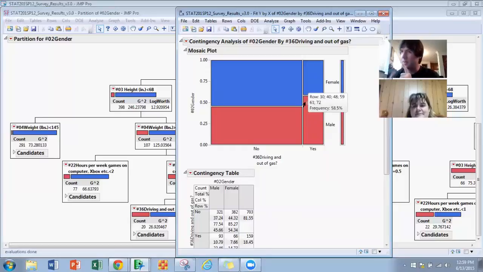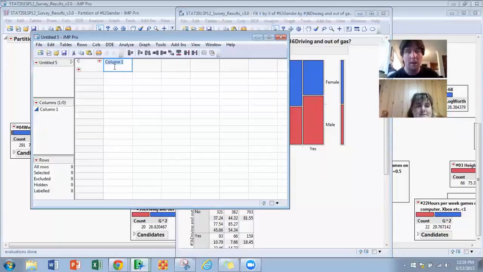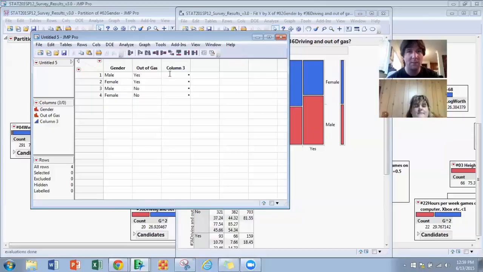And here's something that we don't talk about because it's more advanced. Imagine if we talked to just 3 guys and 3 girls. Let's do this data now. We have male, female. Let's call it gender, and then we have out of gas. So we need yes, yes, no, no, and we're going to have male, female, male, female. 2 guys have said they've run out of gas. 1 female says she's run out of gas. 1 guy says he hasn't. 2 females say they haven't.